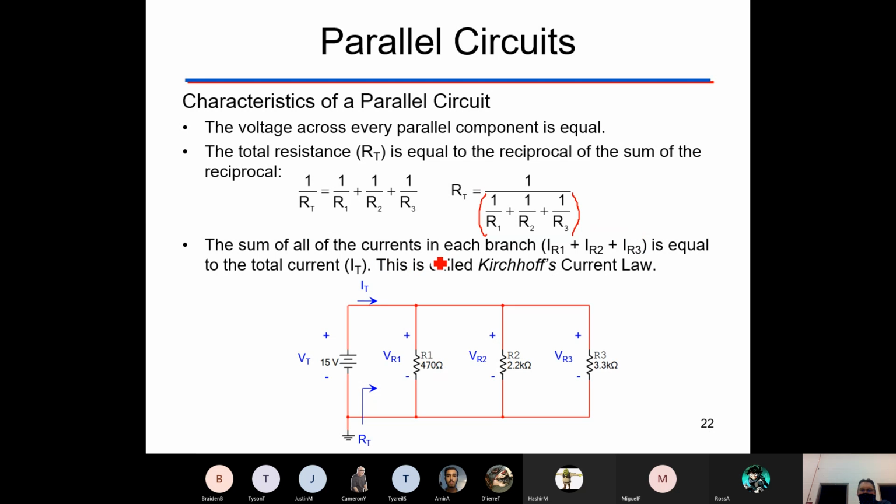All right, the sum of all the currents in each branch is equal to the total current. So this particular case, you're going to add up the current that's going down this row, the current that's going down this row, and the current that's going down this row, and you're going to add them all up. I guess they're columns, not rows, but you're going to add all those up, and that's going to give you your total IT, or your total current. I didn't write down the, what is it called?